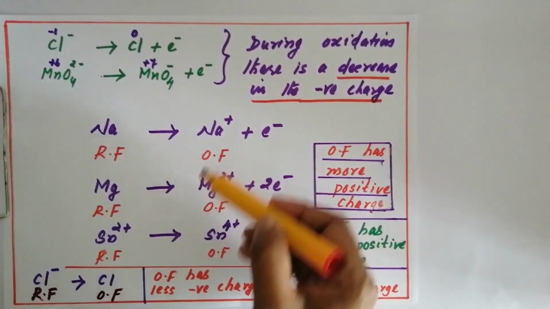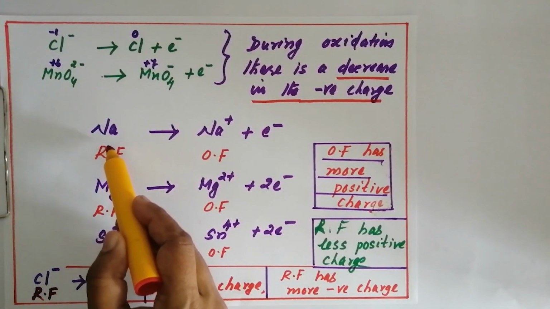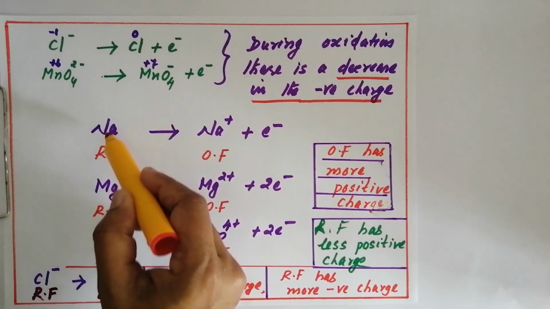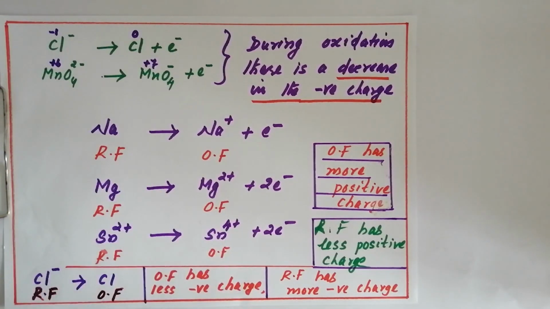And here I have given the previous examples. That's oxidation of sodium to sodium ion. And I am mentioning sodium as reduced form, RF reduced form.